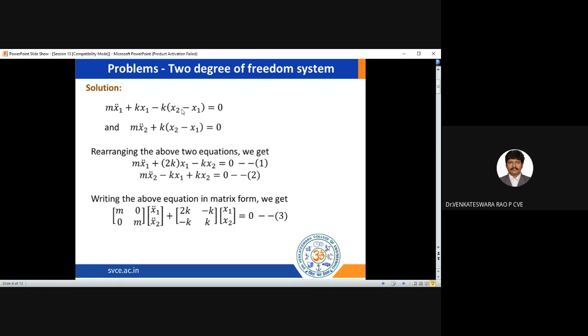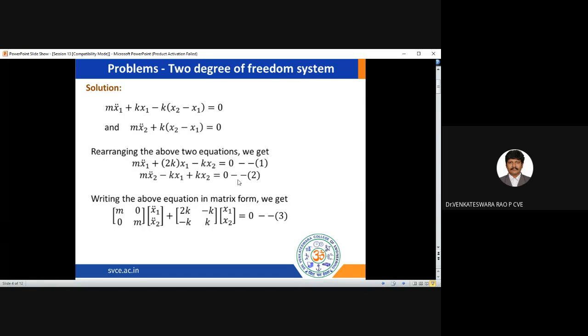Then x2 multiplication, what we have is only minus k. So minus k x2 is equal to 0 from the first equation. Similarly, the second equation is also the same fashion. The first term is the inertia component, that is m x2 double dot. Then the x1 multiplication you have to write, so minus k x1 in the second equation I am talking about. Then plus the x2 multiplication is k x2 is equal to 0. So we have these two equations.